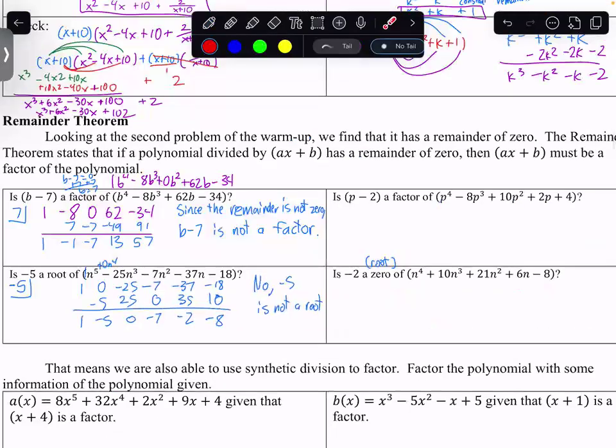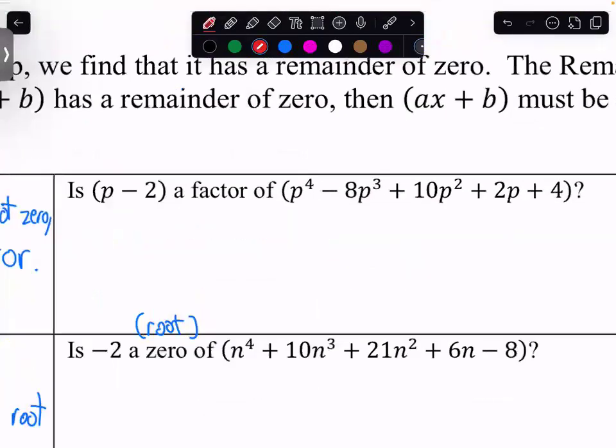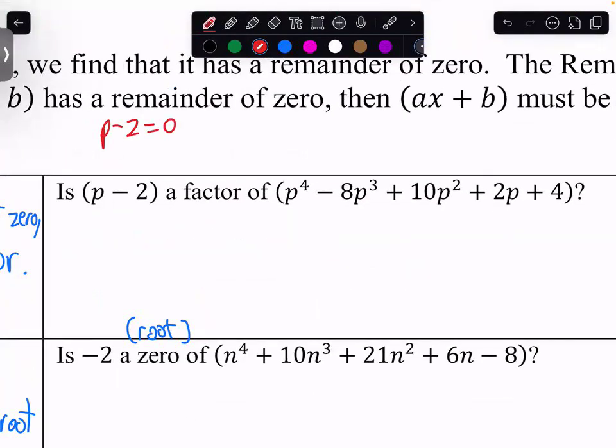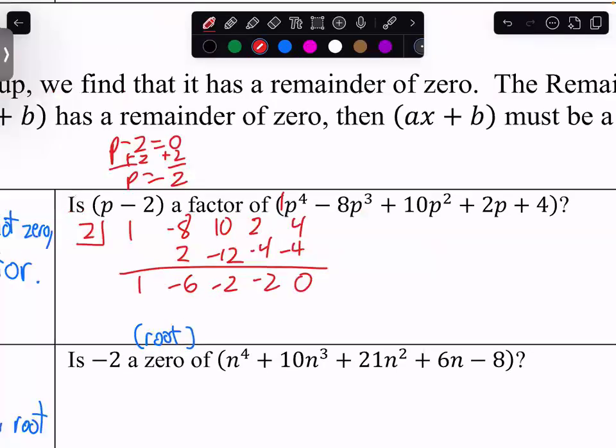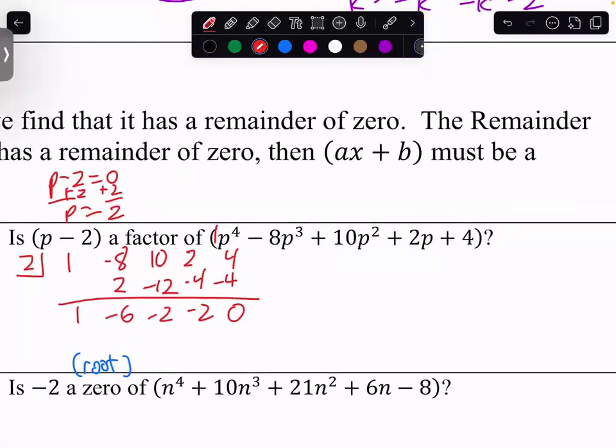Okay, now going back to the top right. So p minus 2 as a factor. So here we do need to set it equal to 0. So +2 is our input. 4, 3, 2, 1, 0. No missing place values. Okay, so 1p to the fourth, -8p cubed, 10p squared, 2p plus 4. Okay, we do get a remainder of 0. So that means that p minus 2 is a factor.